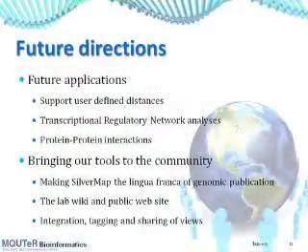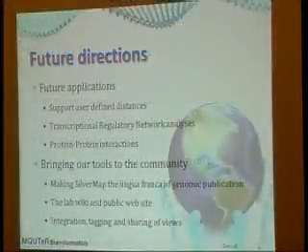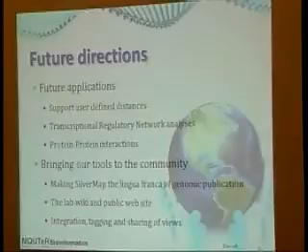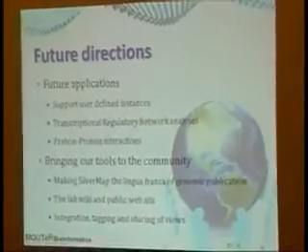So just to conclude, future directions, where we're headed. As I mentioned before, it's not just about similarity between genes. Ideally, we want the user to come up with their own distances, and we want to support that. We also want to look at modeling transcription regulatory networks and protein-protein interactions with SilverMap, and basically bring our tools to the community, making SilverMap the lingua franca of genomic publications, as demoed with the virtual lab book and the public website, with integration of tagging and sharing of views.